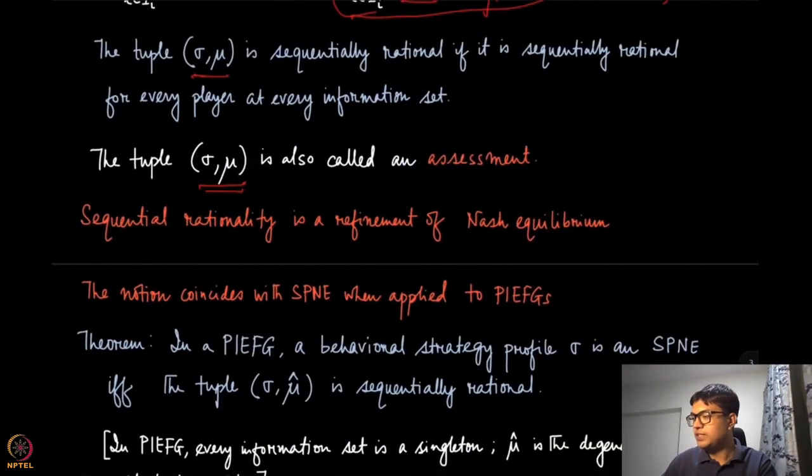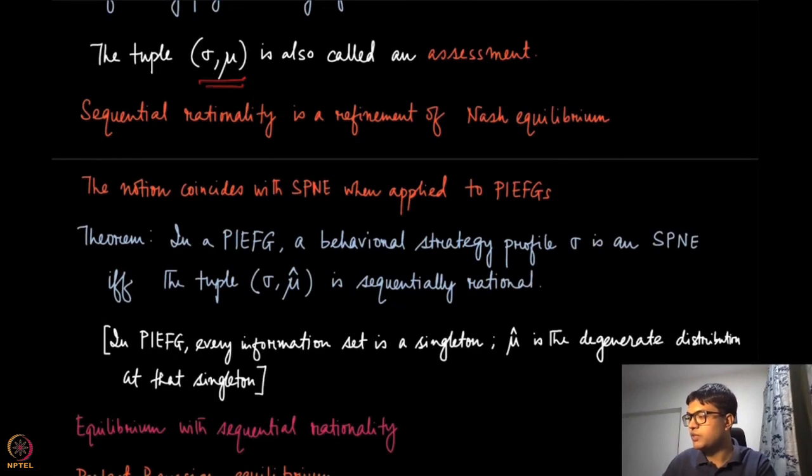As you can see, it is a refinement. This notion of sequential rationality is a refinement of Nash equilibrium. The notion essentially coincides with subgame perfect Nash equilibrium when you apply the ideas to PIEFG. That is not very surprising, because in PIEFG your Bayesian belief is like a singleton, a degenerate distribution, because all the information sets there are singletons. So the theorem says that in a PIEFG, a behavioral strategy profile sigma is an SPNE if and only if that tuple sigma, mu hat is sequentially rational, where mu hat is that Bayesian belief, which has to be a degenerate distribution.